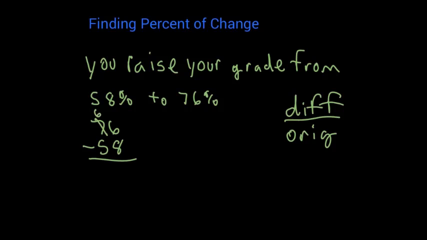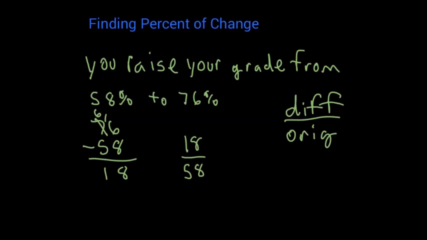So we're going to subtract. 16 minus 8 is 8. 7 minus 5 is 2. So I get 18 is the points that you raised your grade. So then I take that difference and put it over the original of 58.